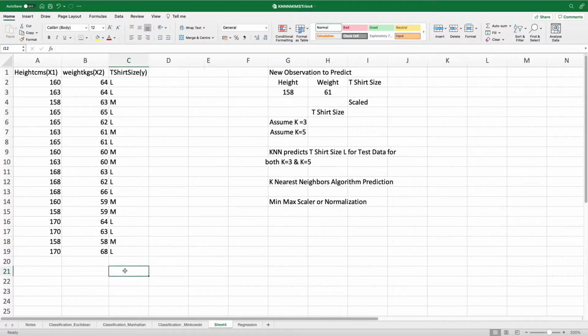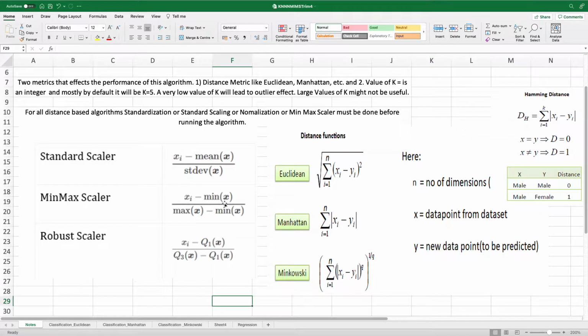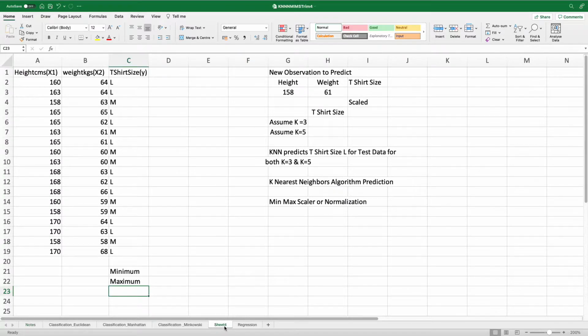Now we need to get the minimum of the range, and we also need to get the maximum of the range, because the formula for min-max scalar or normalization is x minus min of x divided by max of x minus min of x. So this is the formula we are going to implement.